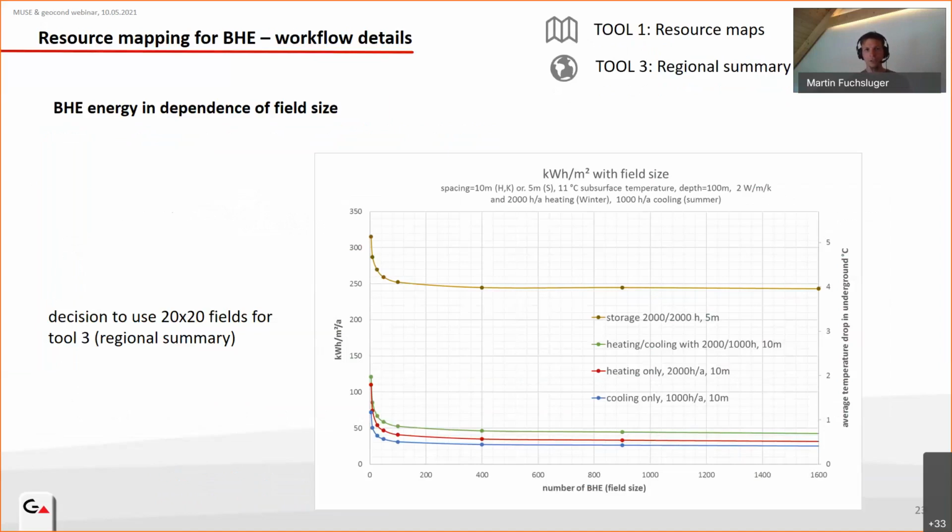And this is also an interesting graphic, I think, because it shows for these modes how the energy depends on the field size. That means we decided for the regional analysis that it is efficient when we take a field size of 400, so that we can sum over the whole area for all clusters.